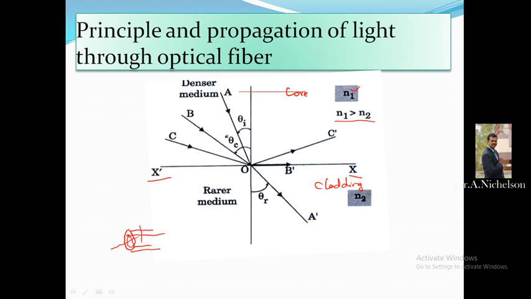AO is one of the rays, it is having an angle. Then BO is another ray, it is having a different angle. Then CO is another one. Okay, so among these, BO is the critical angle, that is called theta C. Depending on this, we have to see whether the light incident on this core-cladding interface is reflected and comes inside, or is refracted and goes outside.